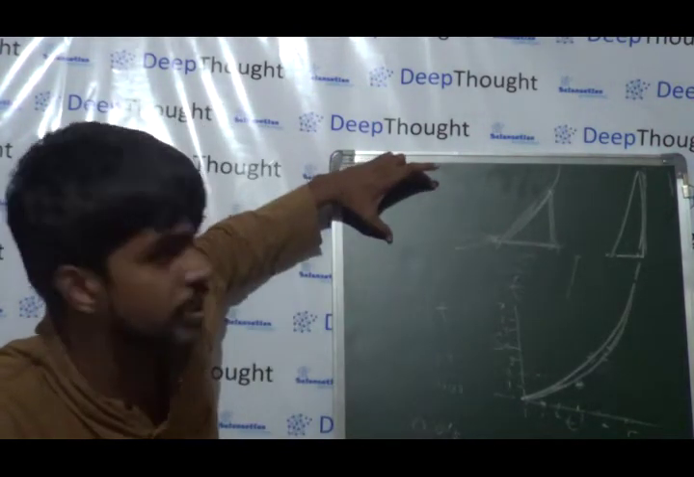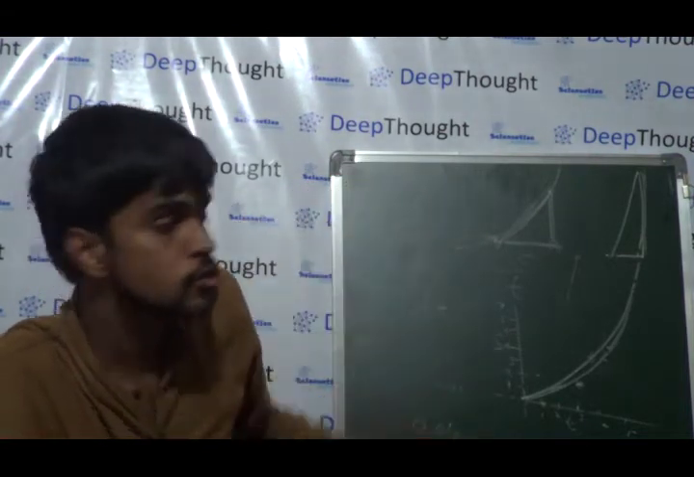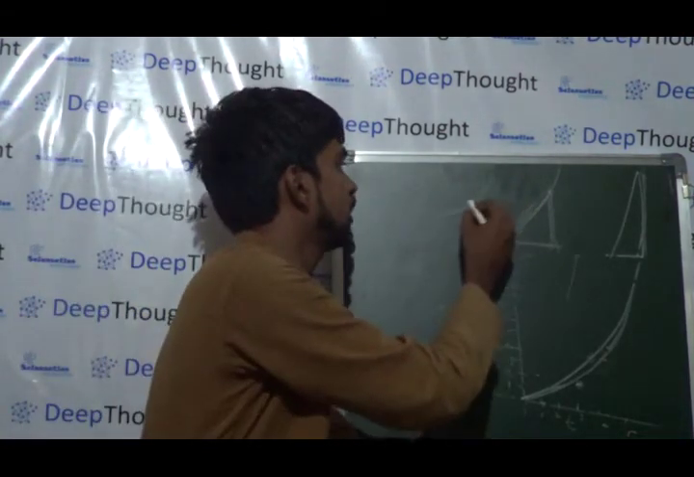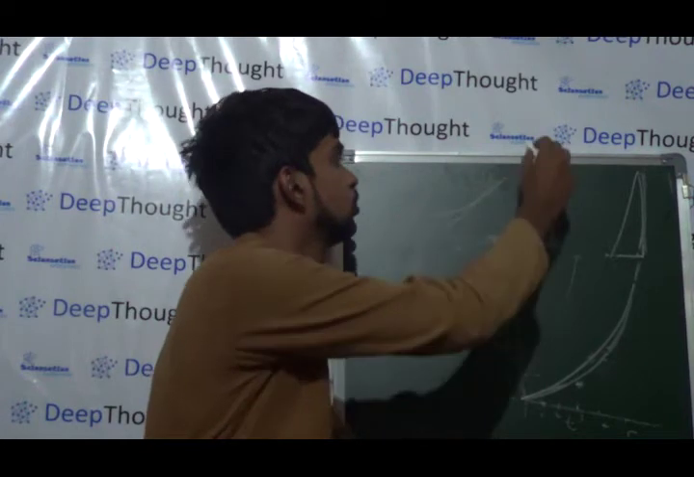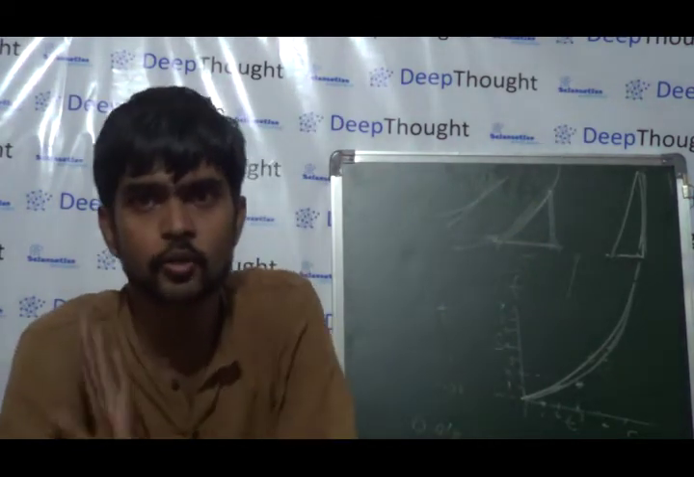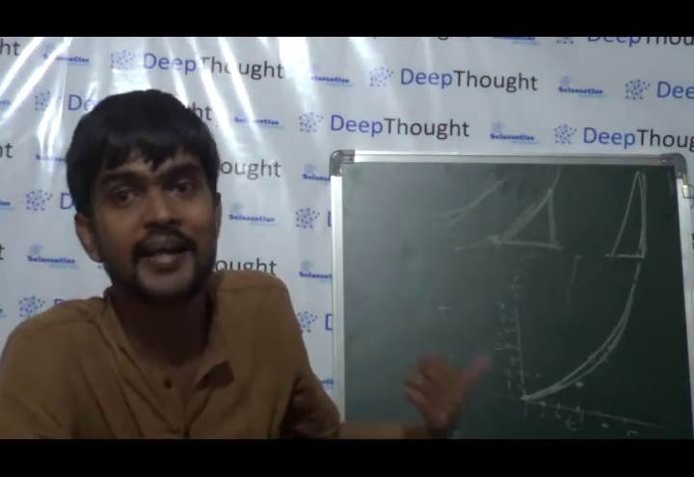So what does it mean? The 2 points become 1 point. In mathematics, we call it a tangent. Tangent means it is just touching and going away, because it does not want to enter, right?